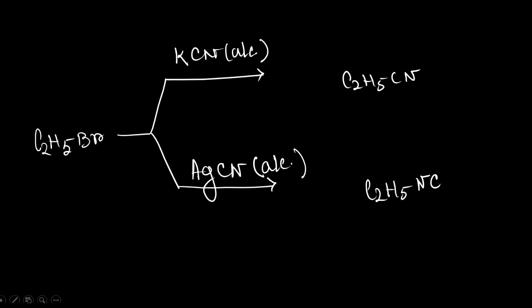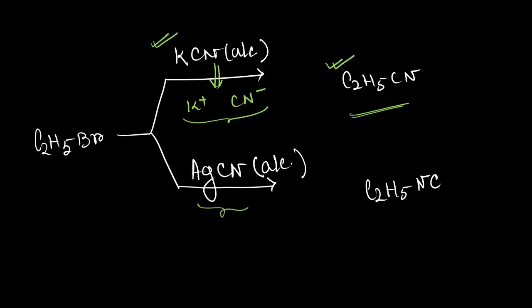Next reaction we have ethyl bromide. That ethyl bromide is reacting with alcoholic potassium cyanide. It will give K⁺ and CN⁻, which are highly ionic, and the cyanide will attack from the carbon side and form ethyl cyanide. But if you have silver cyanide, then this is covalent in nature, and the attack will be from the nitrogen side, and here isocyanide formation will happen.